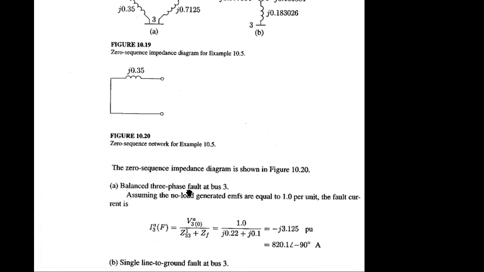It might be a balanced three-phase fault. For that, Ia will be V30 over Z33 plus ZF. Here you can see Z33^1. How can you interpret that notation? This is for a fault at bus 3 in terms of the positive sequence component, right?